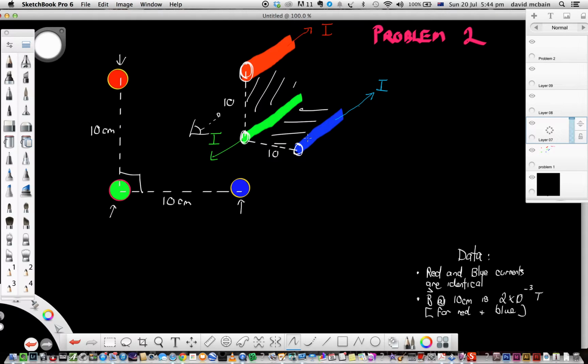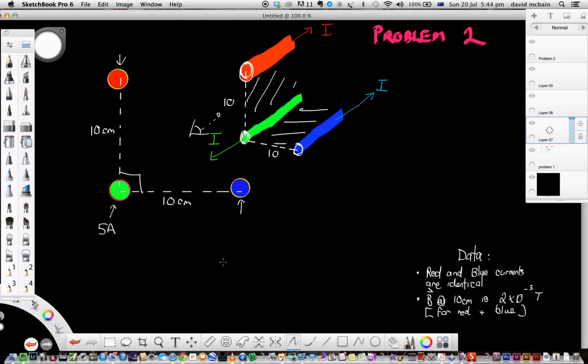And finally, there is a current travelling through the green cable, but it's different to these currents. The current through the green cable is 5 amps, and it's travelling in this direction. So the problem is this.